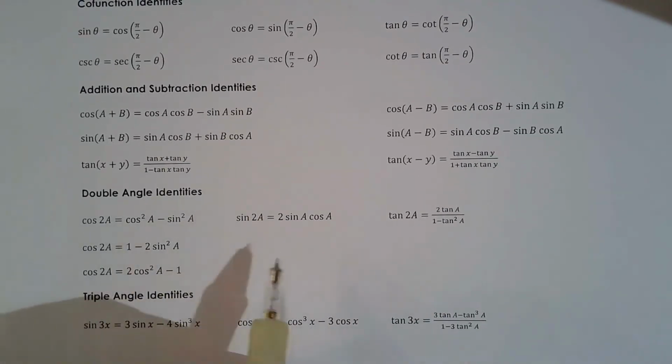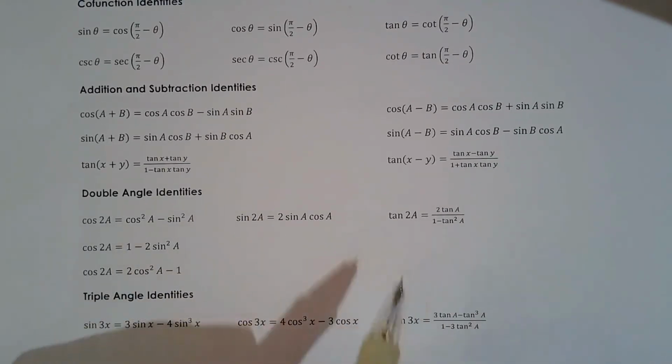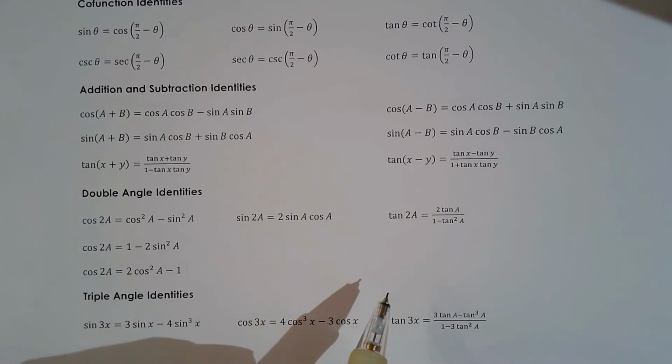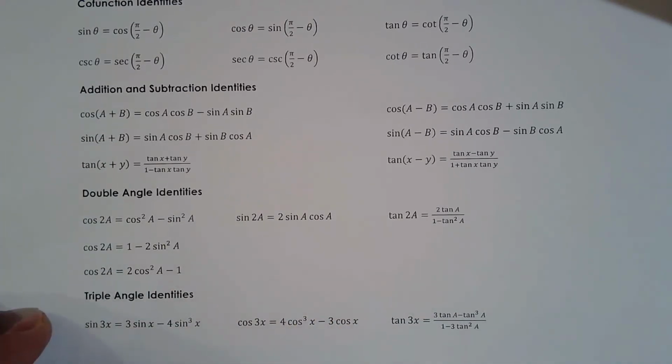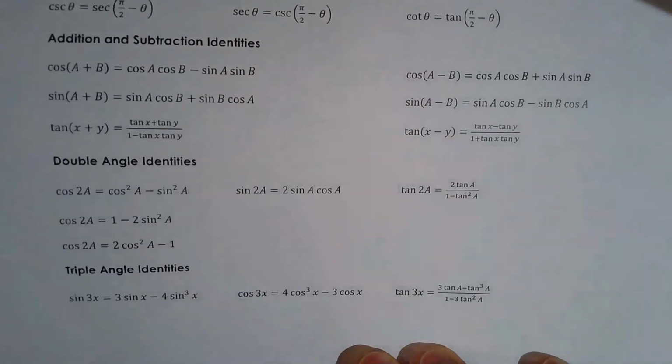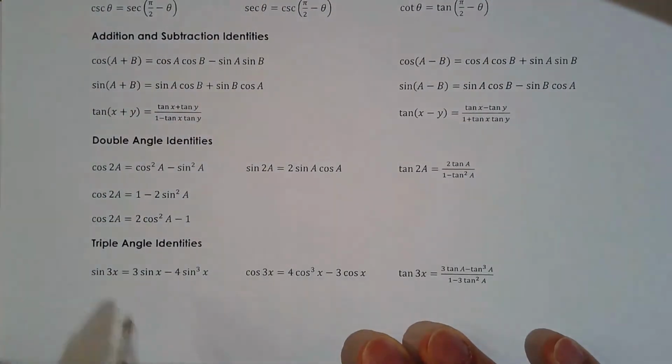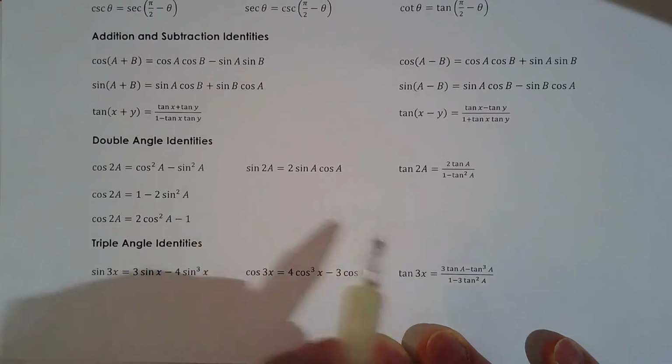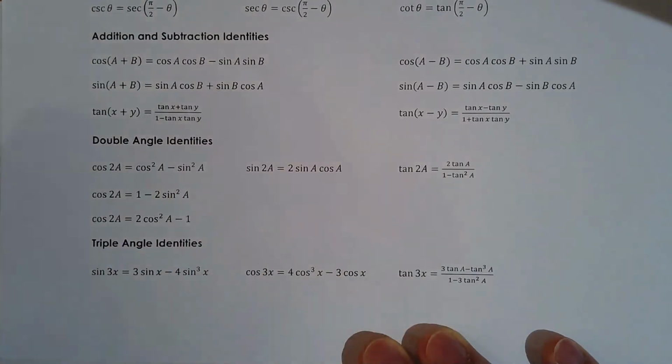Now, what I don't have on this piece of paper are the half angle formulas, but you can write them down if you want. And then we also have triple angle formulas. Okay. The reason why I didn't write the half angle formulas is because those were some bonus identities for you.